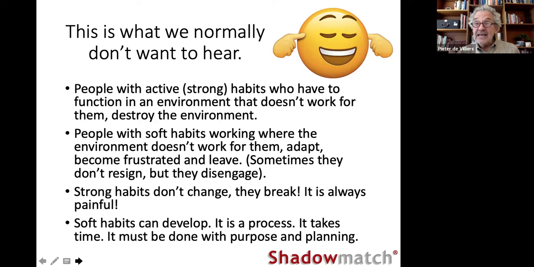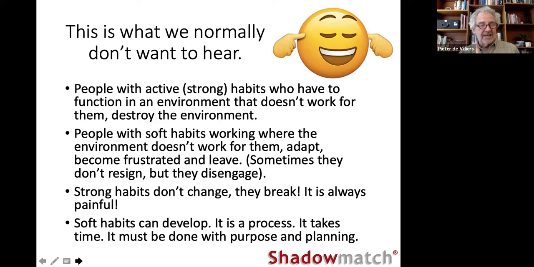And this I have seen more than once, where people come as the CEO into a business, the chief executive officer, and suddenly he has a completely different way. Everything must work his way. He destroys the business, destroys the environment, destroys the people, and they resign and they walk out. So we must not underestimate the power of strong habits that must function in an environment that doesn't work for that individual. That person can destroy that environment in a very short period of time. So keep that in mind.